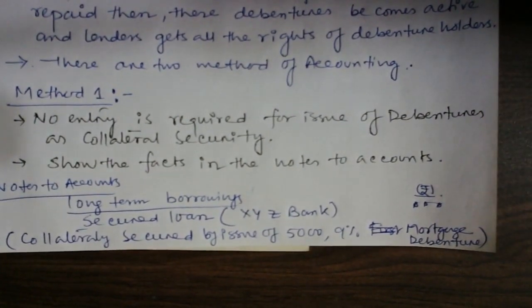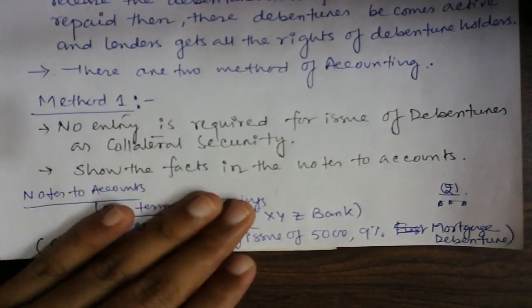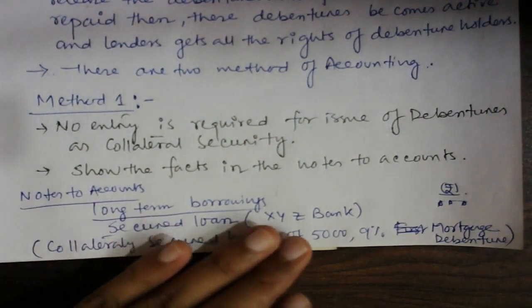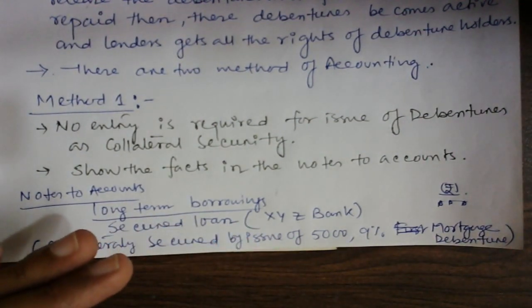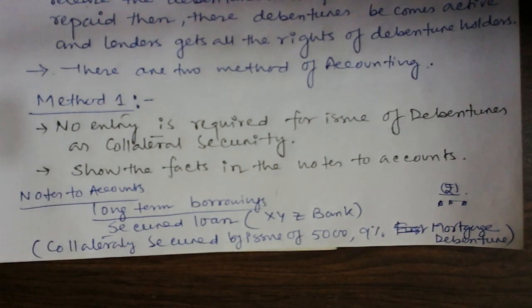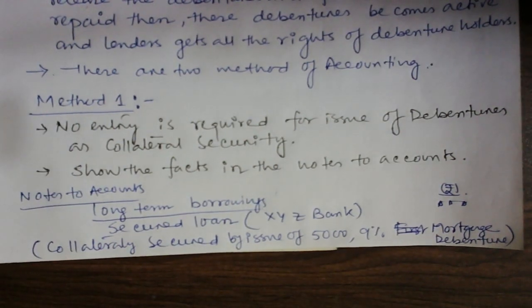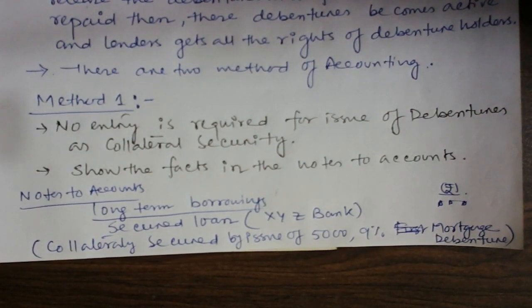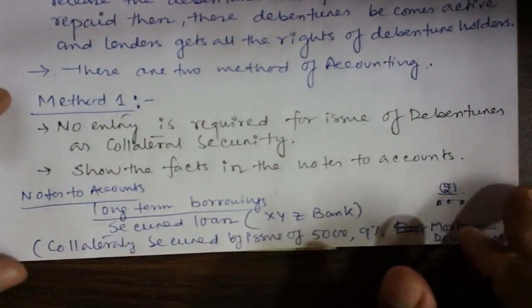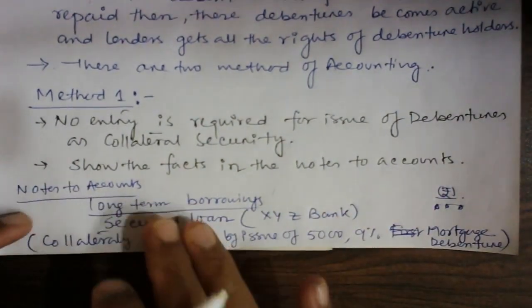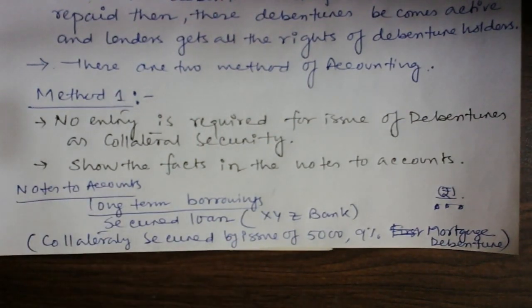So what I've written here: long term borrowings, secured loan XYZ bank, collaterally secured by issue of 5,000 9% mortgage debenture. So that is what we need to write down. It is under the notes to accounts. You only have to show this when you issue it. This is under the method 1.